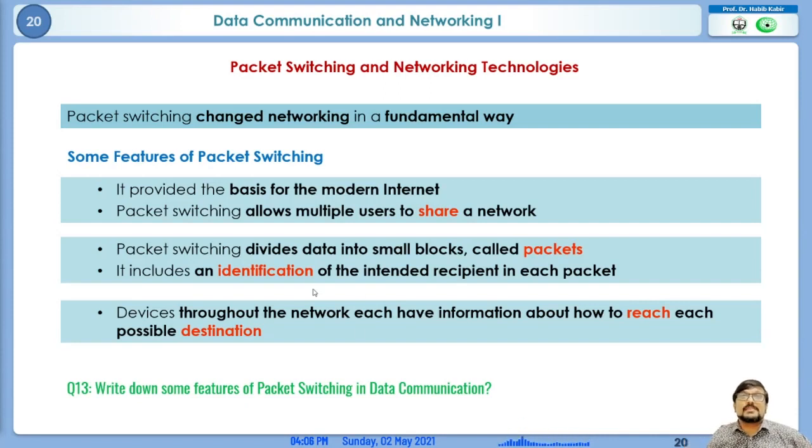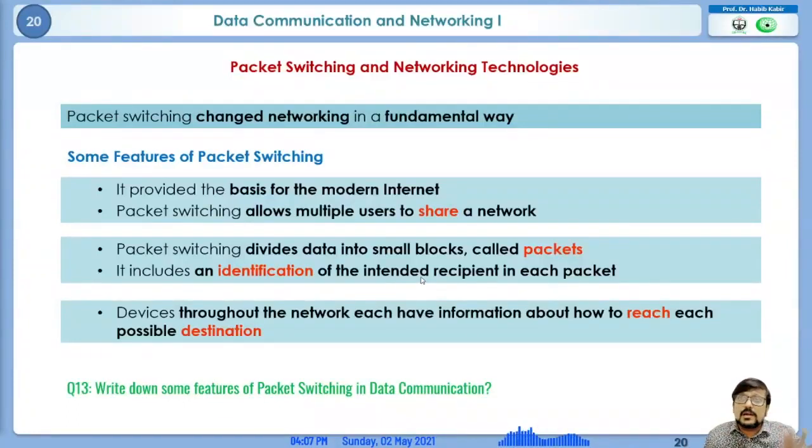So packet switching means the data should be divided into whole packets. This is the small block, the packet. It includes the identification of the intended recipient of each packet. So whenever the packets come, each should look like an envelope, exactly like any kind of envelope. Just think that it should be like an envelope, and on top of each envelope you have to write down the addresses: to whom it is coming and to whom it will move. These are the things we need for any kind of packet.